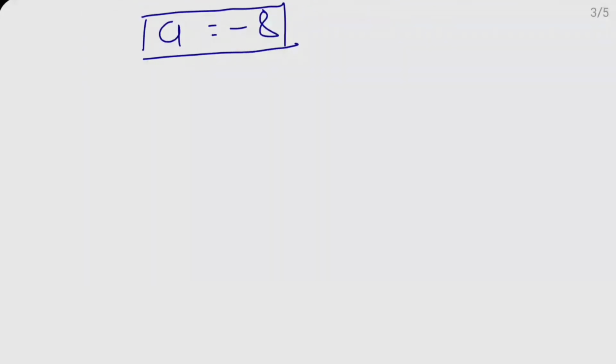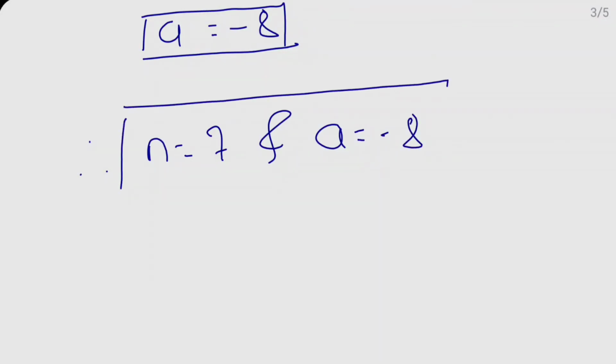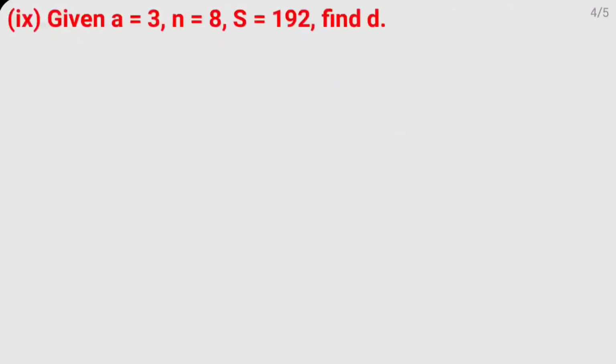So write down the conclusion here. Therefore n is 7 and a is minus 8. Is it clear? So well students, look at the next question. A is 3, n is 8 and s is 192. Find d. So here the given first term is 3 and the number of terms is 8 and they gave s as 192, and here we want to find out d, right? So let me solve here.